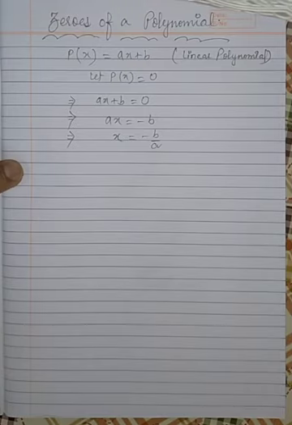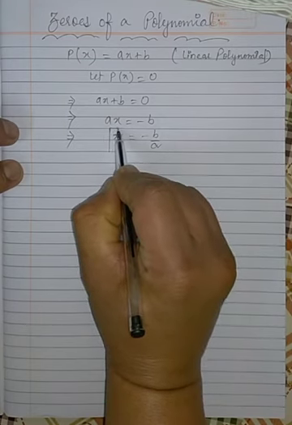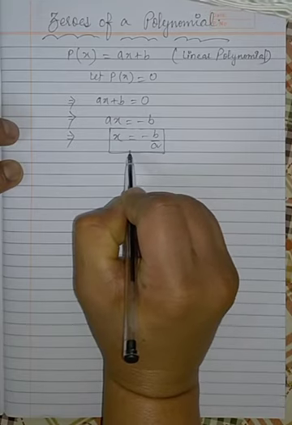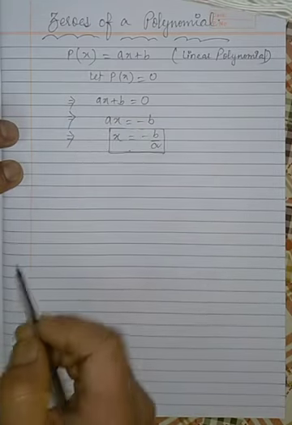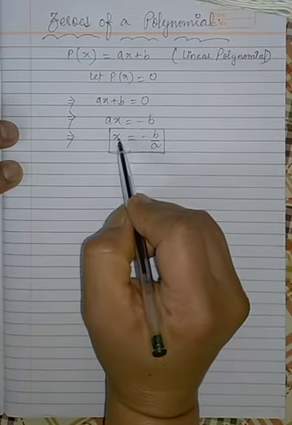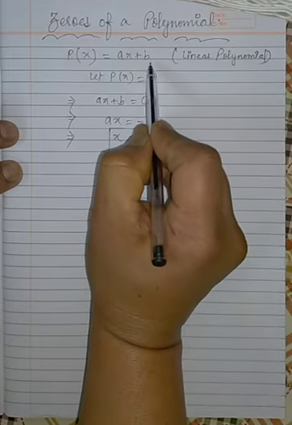Now, what is the meaning of zero of a polynomial? The zero of the polynomial is the value of the variable which satisfies the given polynomial. Satisfies means if you replace the variable by the value obtained, then the resulting value becomes 0.